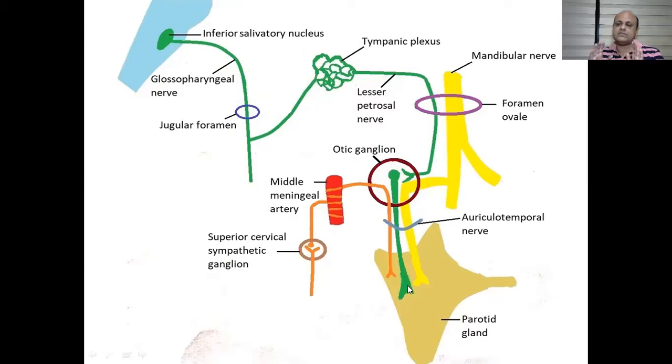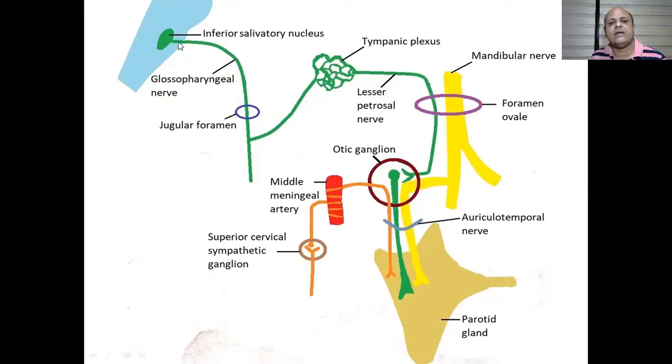So students, you must remember that the secretomotor supply, that the secretion of parotid gland is due to the glossopharyngeal nerve. It is not through the facial nerve. Although the facial nerve is passing through the parotid gland, the secretomotor supply of the parotid gland is because of the glossopharyngeal nerve. And this is the pathway.